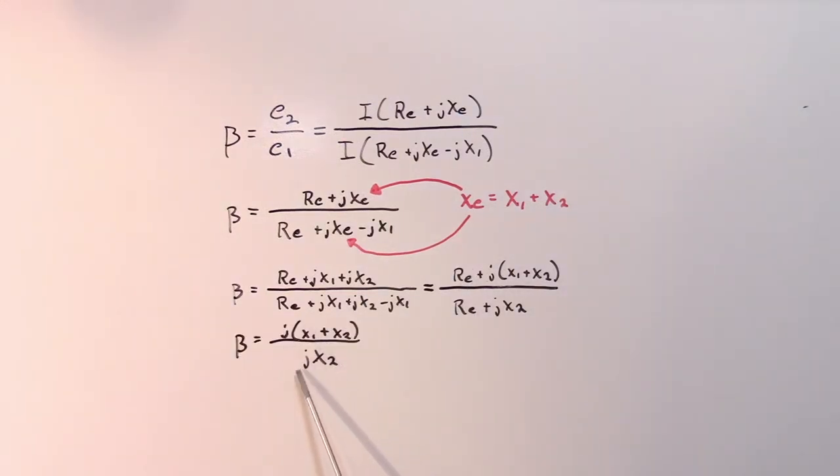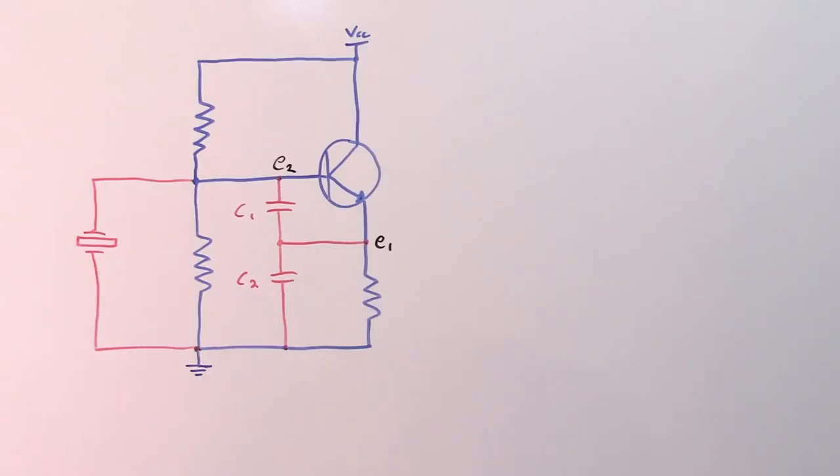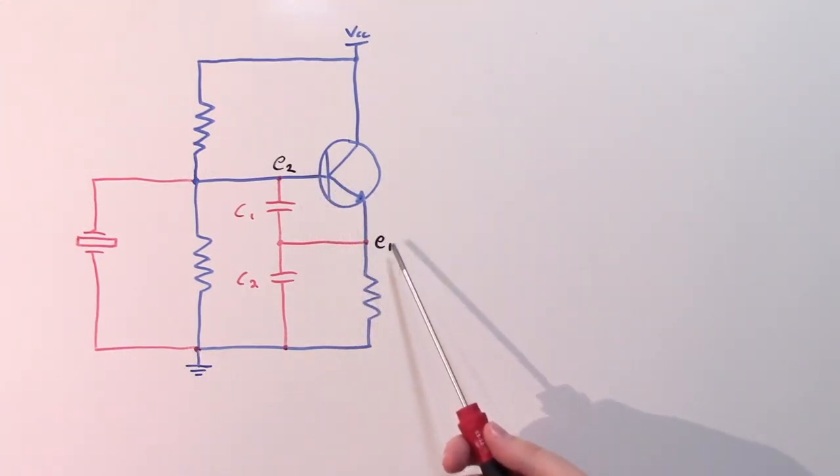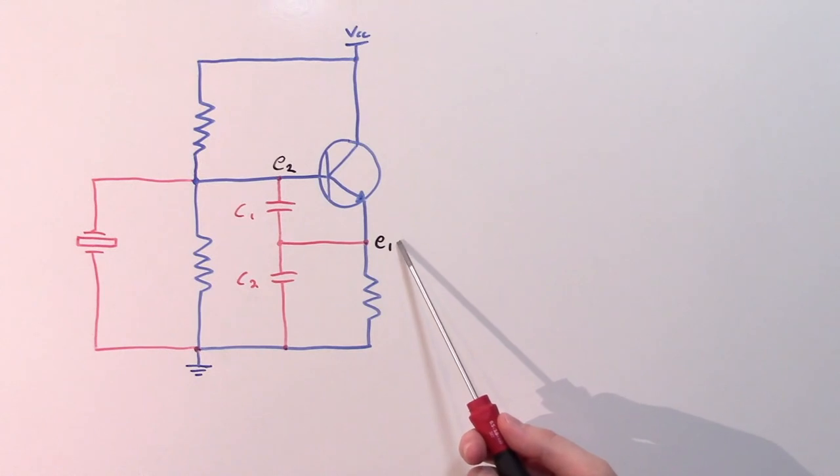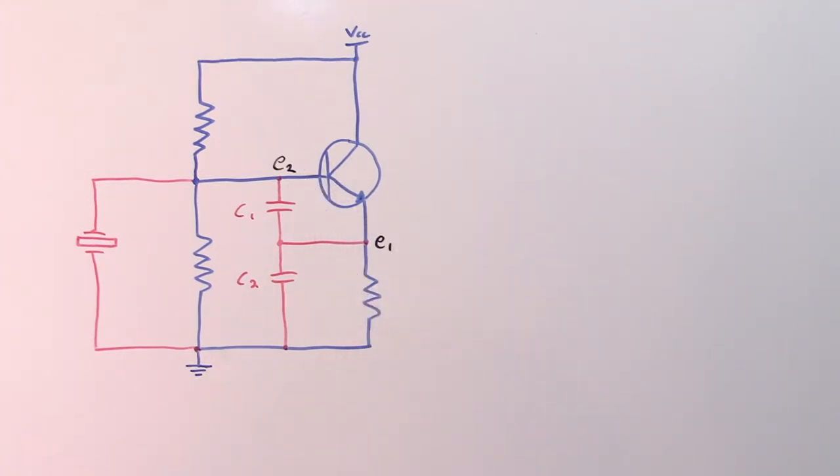The common J term in the numerator and denominator cancel out, and the final gain is simply the impedance of C1 plus the impedance of C2 over the impedance of C2. And this result should not be terribly surprising. C1 and C2 form a voltage divider between voltages E2 and E1. So the relationship between E1 and E2 is going to be governed by the standard voltage divider formula.